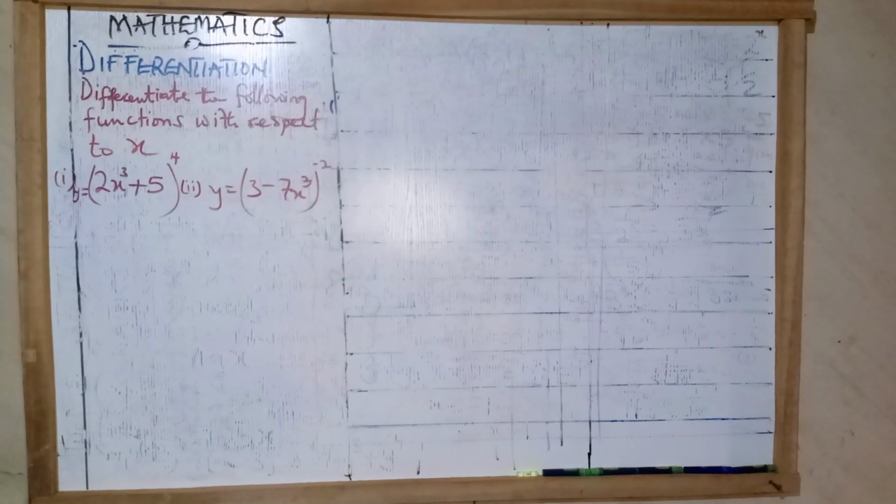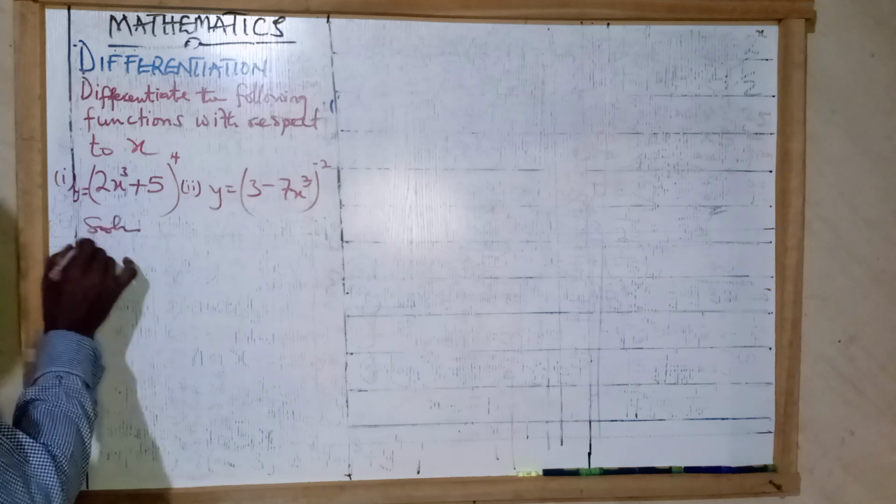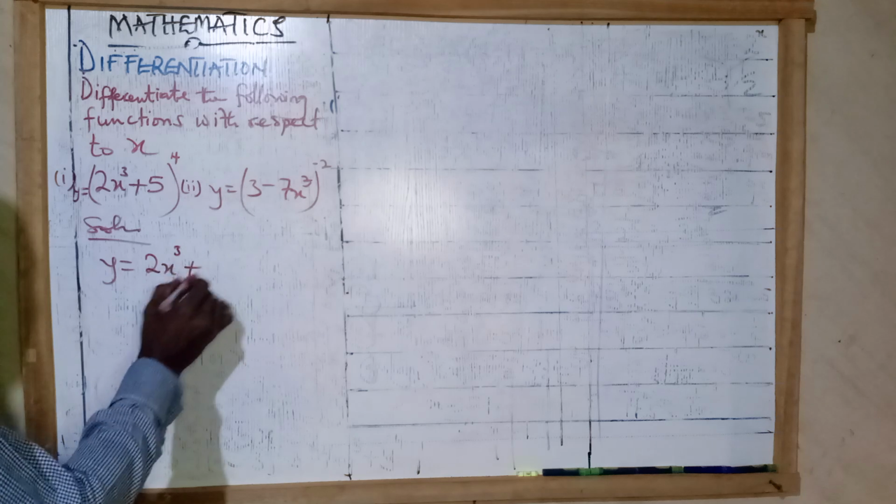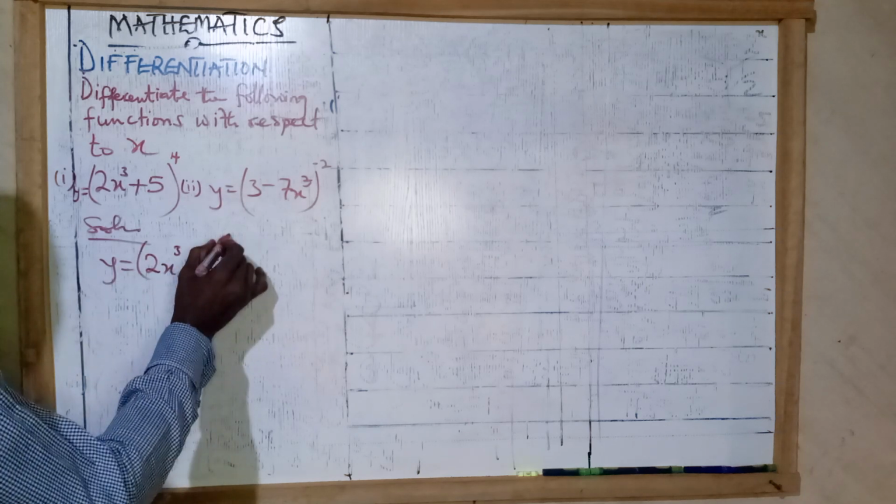We want to look at more complex but very simple questions. Again, here we are given the function y equals (2x^3 + 5)^4, and another function y equals (3 - 7x^3)^(-2). Now what we do here, if our y equals (2x^3 + 5) raised to power 4.